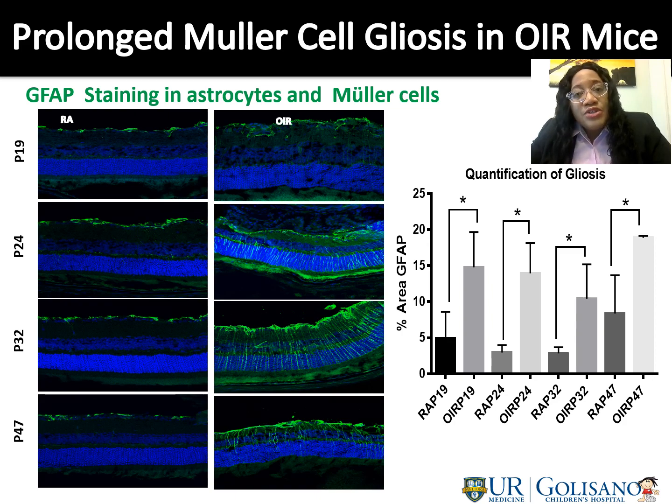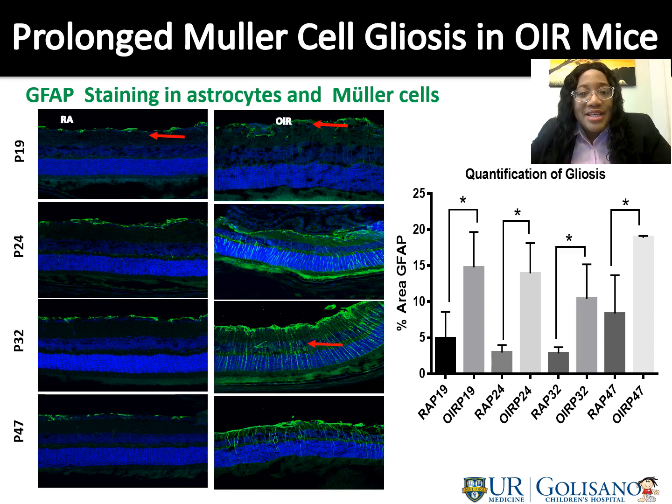In addition to showing increased apoptosis in OIR mice compared to Romer mice, which we did through TUNEL staining, we also performed immunohistochemical staining for glial fibrillary acidic protein, GFAP, in retinal cross-sections to check activation of retinal microglia, astrocytes and Mueller cells. GFAP positive astrocytes were seen in the nerve fiber layer just below the inner limiting membrane and were increased in OIR mice compared to Romer mice.